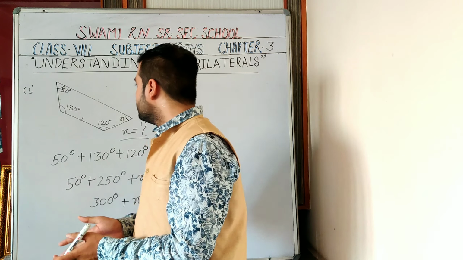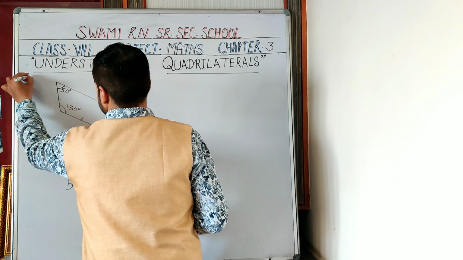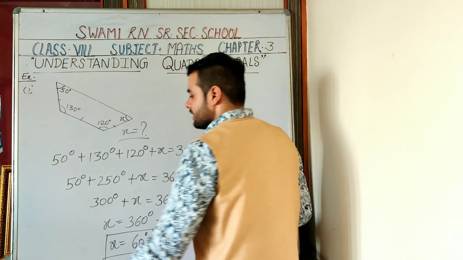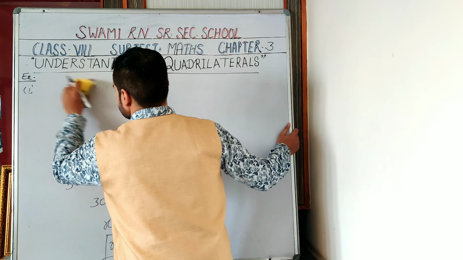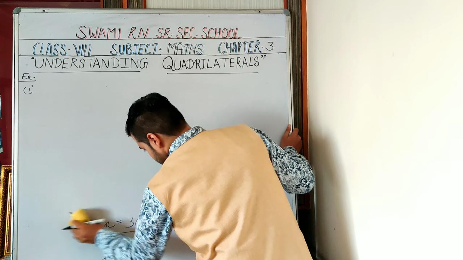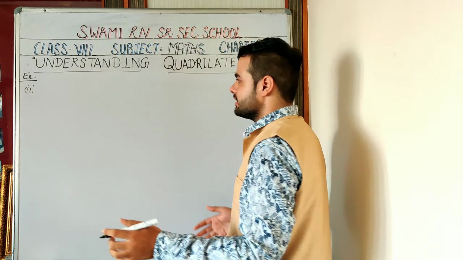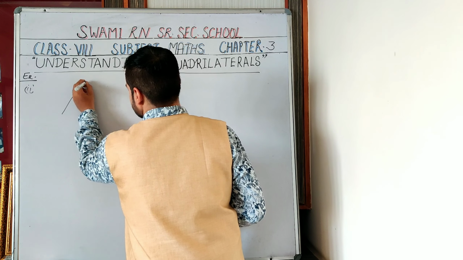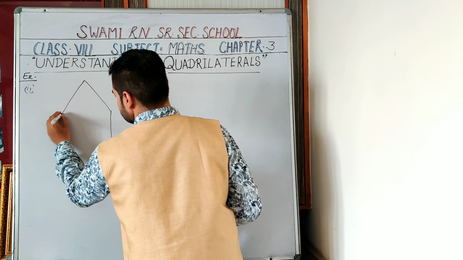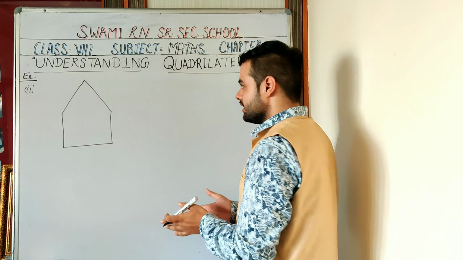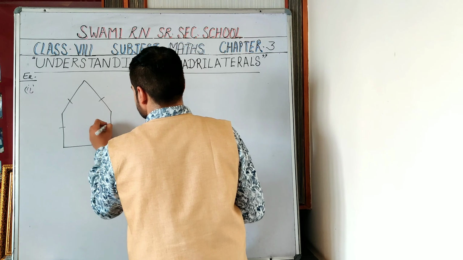Now we have to take one more example. That was my example number one, and now I am taking example number two. That is of a regular polygon. Now you can see I am drawing a pentagon of 5 sides. That is 1, 2, 3, 4 and 5. That is a regular polygon in which all sides are equal.